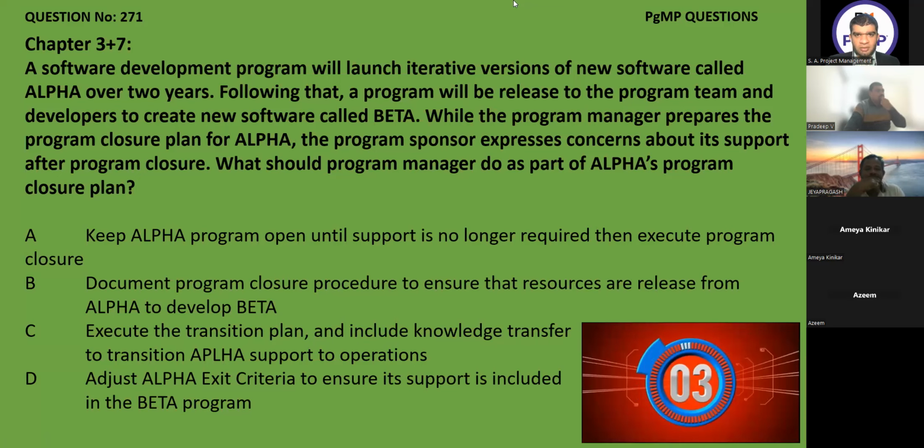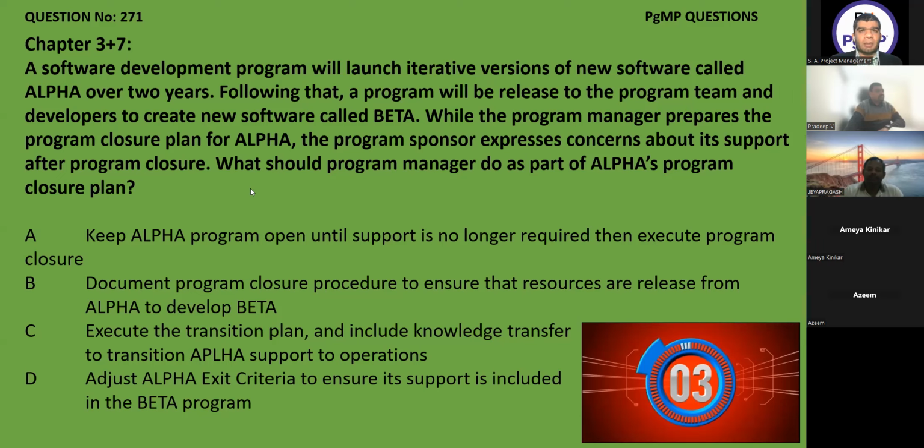A, D, C, B. So we have all the options. Okay, we just have to go into one by one. What should the program manager do as part of Alpha's program closure plan? So in the first step, we told you that whenever there is a closure, any phase we have to close or open, we need to have some reference, meaning criteria. That was the first indication that should come to your mind whenever we're talking about closing something, something is achieved, the benefits have been realized. That is benefit realization criteria, exit criteria, transition criteria, something like that. Okay, that is the first step that should come to your mind when you read the closure plan.